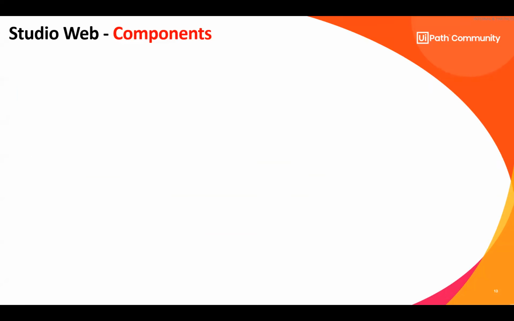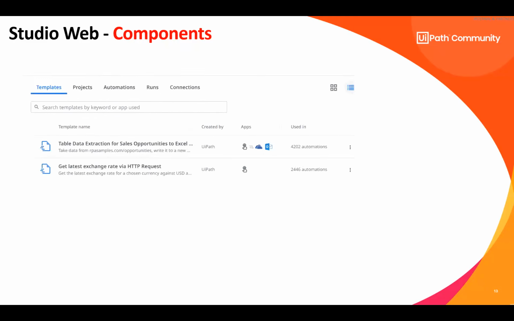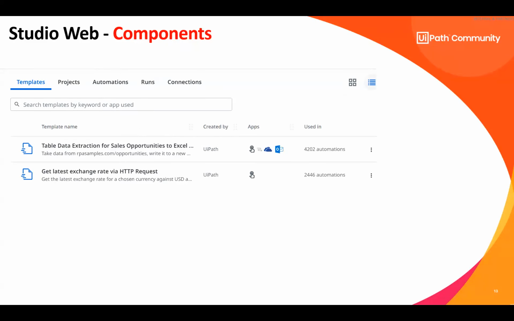Now we will see what components are available in Studio Web. Before we go deep diving into Studio Web, we just have to know the basic things, right? So that is what we are doing right now. So we will see the components. The very first one is the templates tab. This templates tab displays the list of predefined templates. All you have to do is reuse the template and avoid developing the code from scratch.